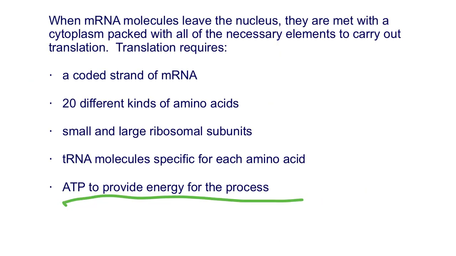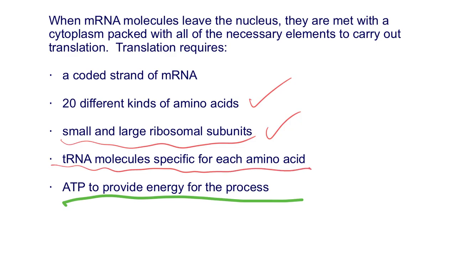So when mRNA comes out of the nucleus, it needs several things for translation, making proteins. It needs all the amino acids in the cytosol. There's all 20, many of each kind, monomers, amino acids floating around. It needs the small and large ribosomal subunits. It needs tRNA that's hooked up to one of the specific amino acids. And it needs ATP to build the bonds. This is an anabolic process. Okay, it doesn't happen without energy.